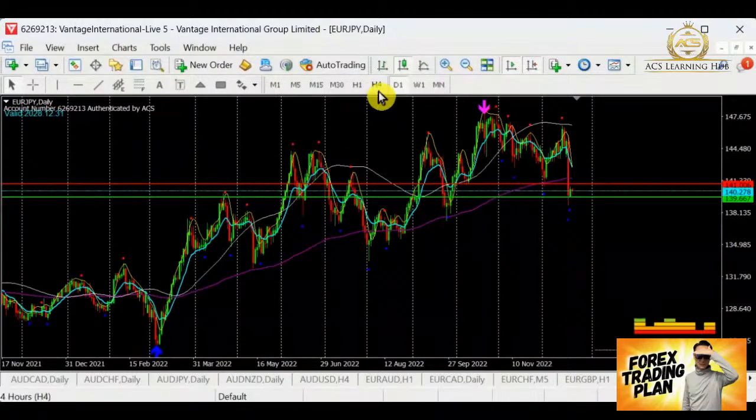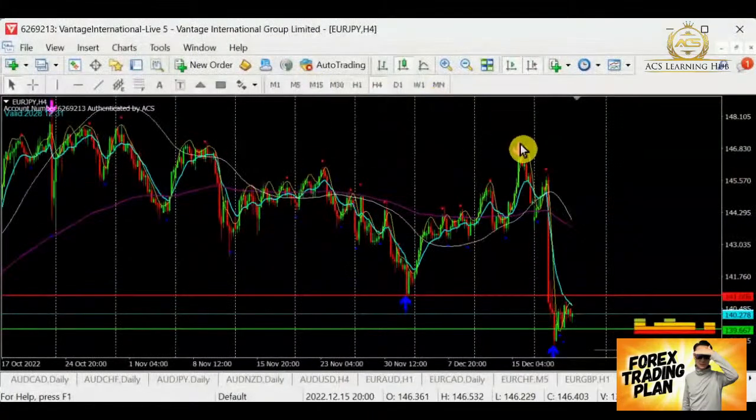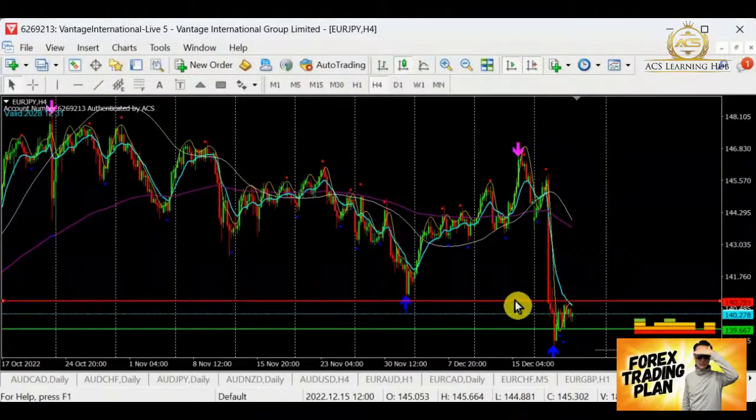So currently, Euro Yen. Taking a look at Euro Yen after the drop, it seems like there's some time that it will recover. But tentatively, it has dropped into a selling area where I see there's something over here, and it's still in the middle of nowhere.